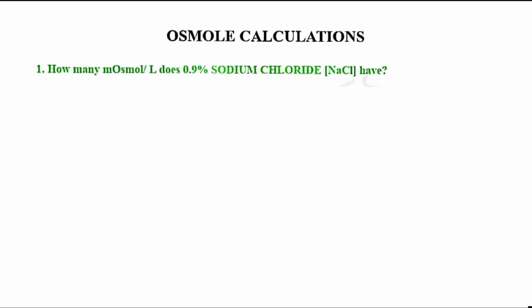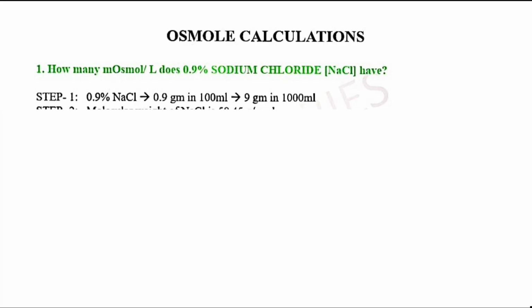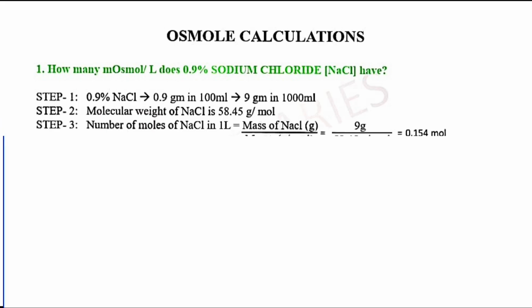How many osmoles are there in 0.9% sodium chloride solution? Answer. Step 1: 0.9% sodium chloride is 0.9 gram in 100 milliliters, or 9 grams in 1,000 milliliters. Step 2 is finding out the molecular weight of sodium chloride, which we already learned in Chapter 1. If you haven't checked it out, please refer to the link provided. So, coming back to Step 2, the molecular weight of sodium chloride is 58.45 gram per mole.